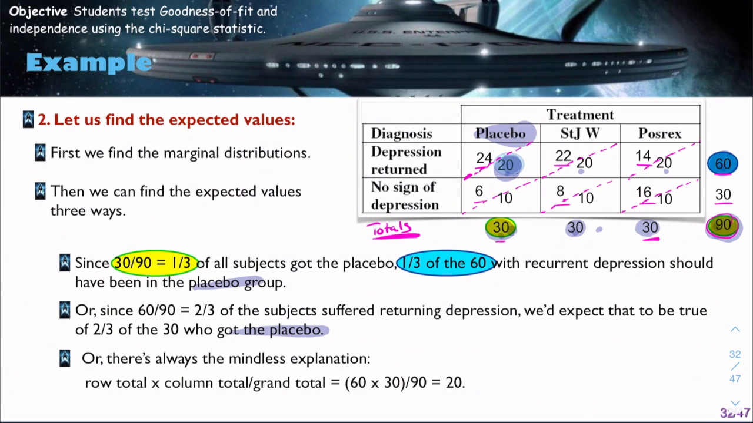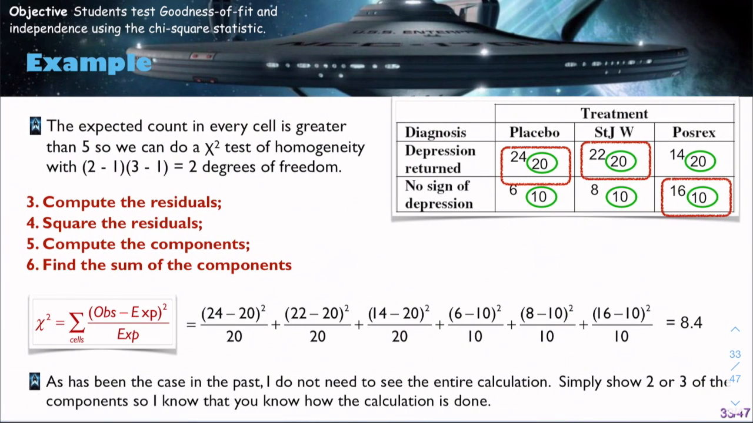So now that we have the expected value and we've explained how we can calculate that, now we need to do the thing that we did before. We need to compute the residuals. We need to square the residuals. We'll compute the components and then find the sum of the components. So our residual is observed minus expected. We square that and then we divide it by the expected value.